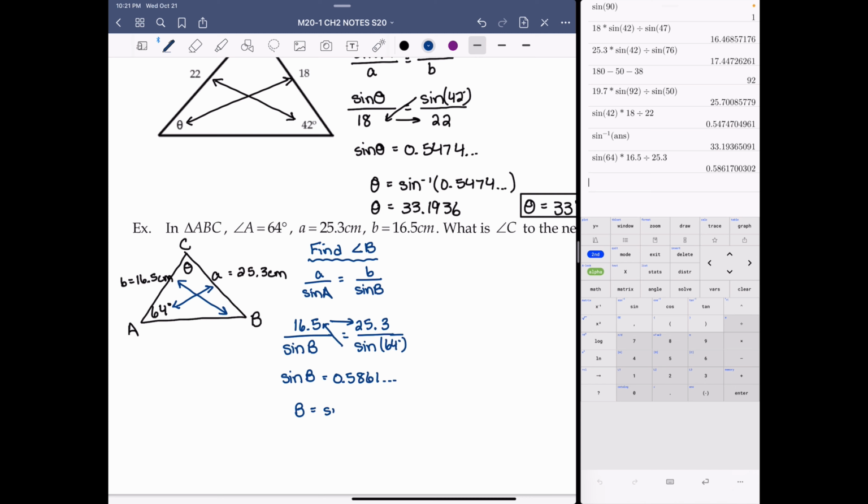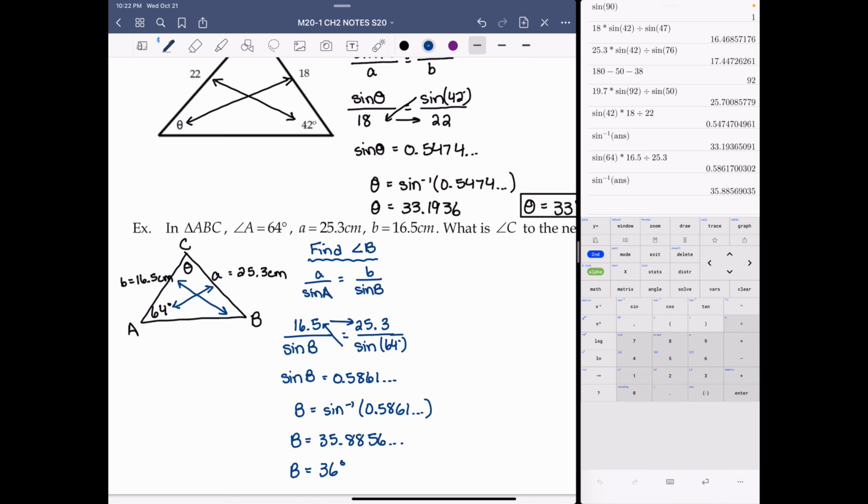B equals sine inverse of 0.5861. In my calculator, I do second sine, and then second negative button to get answer in there, and then enter, and we get B equals 35.8856... So B rounded to the nearest whole number would be 36 degrees.